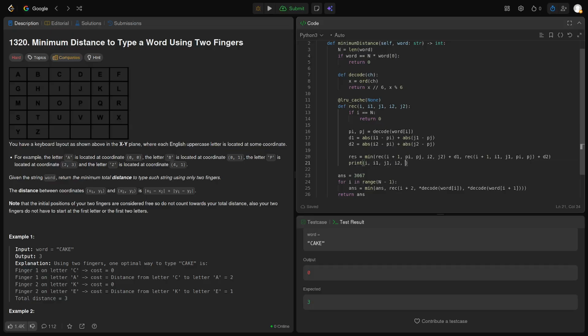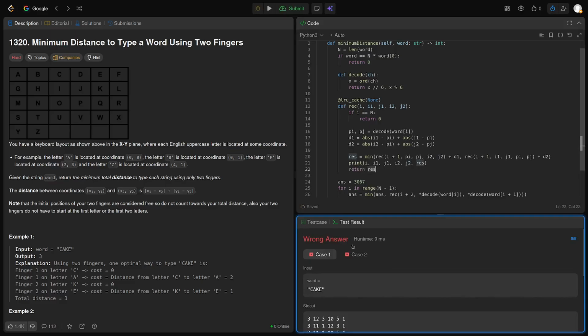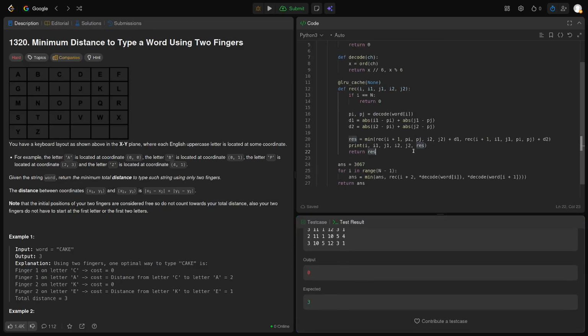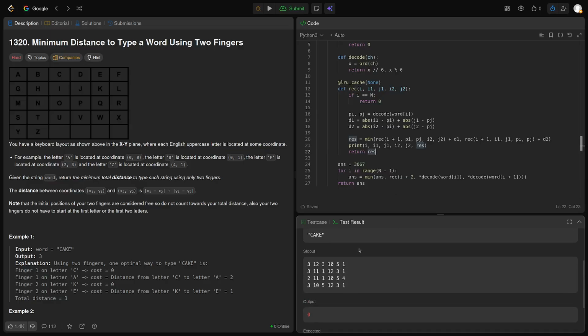I1 J1 I2 J2 res like that, so let's see. Oh, I still have to do the typing. Yeah, I forgot about that one. Okay.